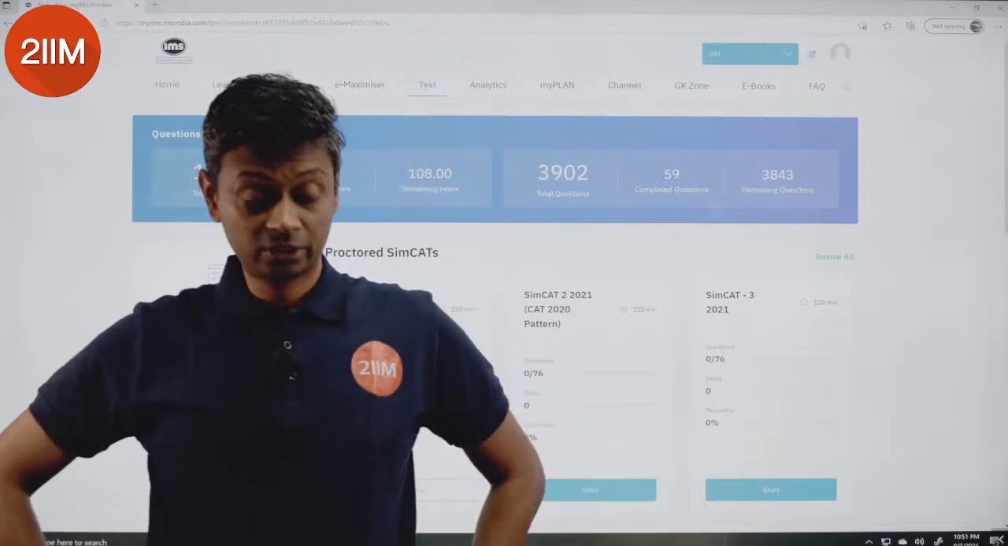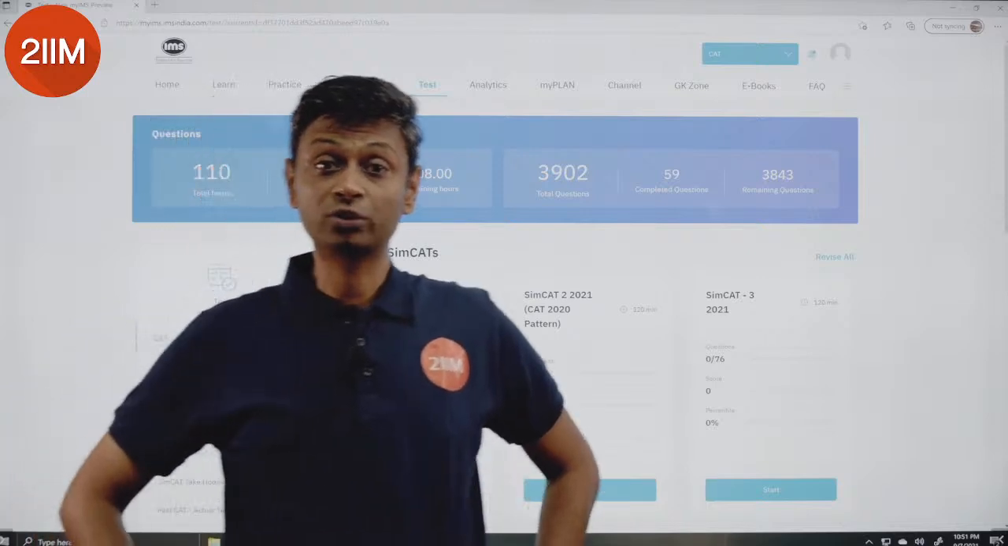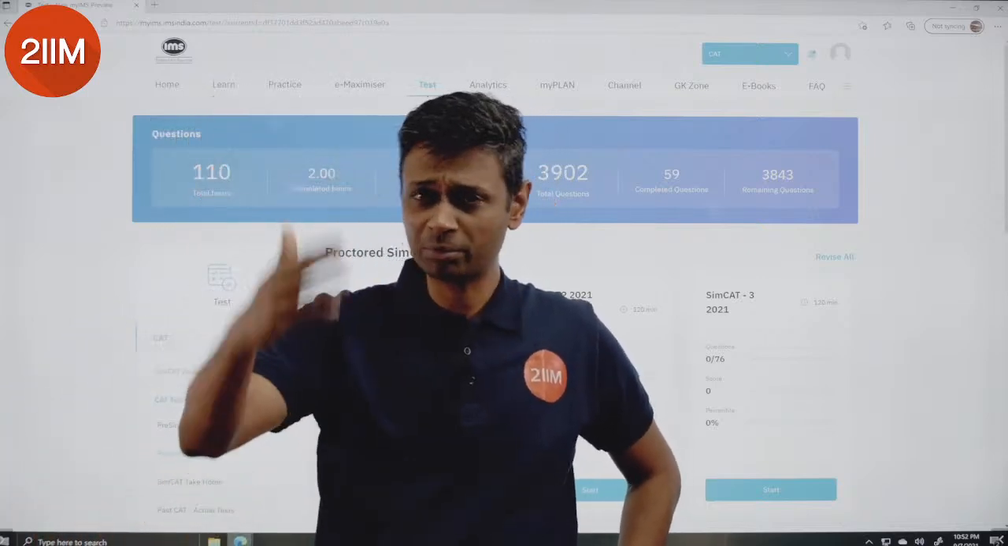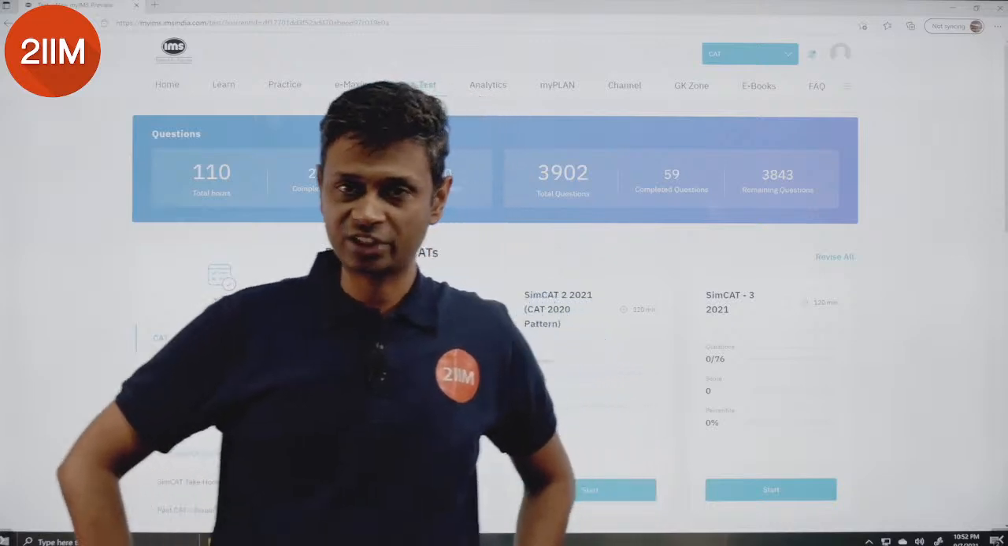Improving score in LRDI is one, doing a lot of variety, focusing on a lot of solution and problem solving, seeing what mistakes we've made, and improving the question selection. That's going to be key.